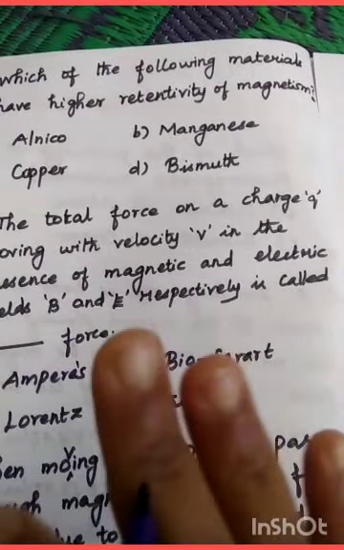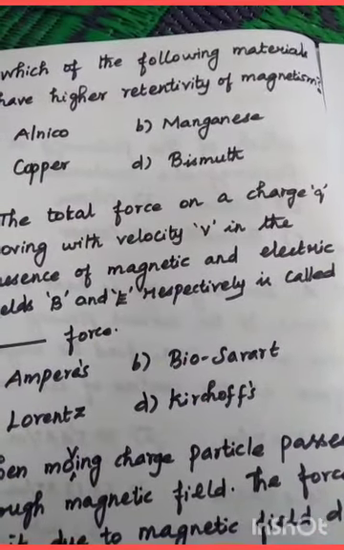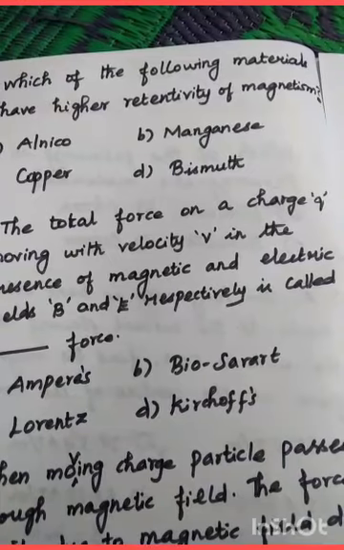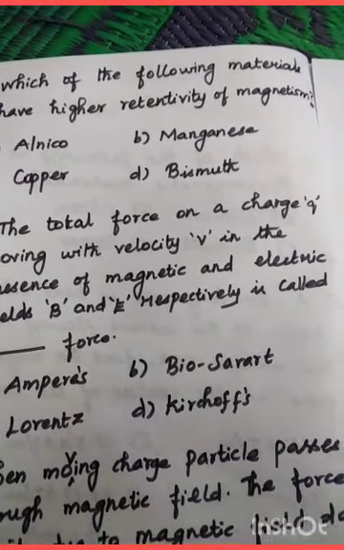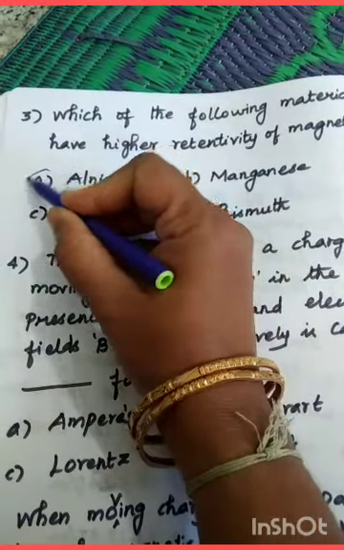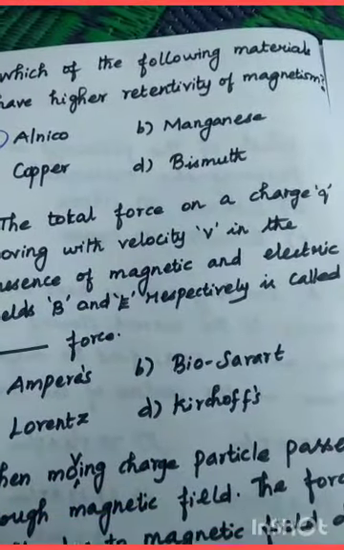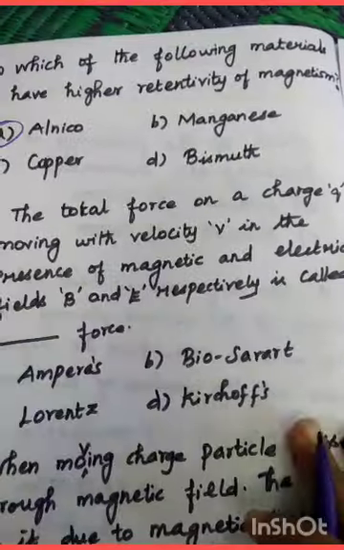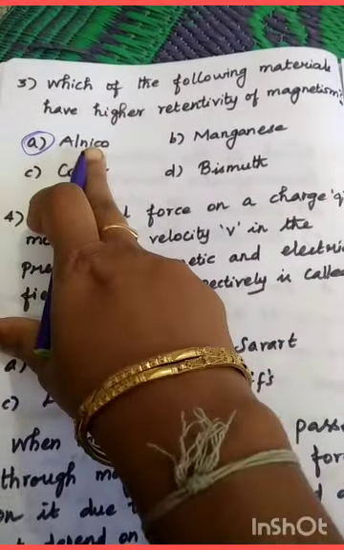Alnico is a permanent magnet. It has a higher retentivity of magnetism, and also a higher coercivity. So please select the option alnico because it belongs to the category of permanent magnets. Alnico is the correct option.